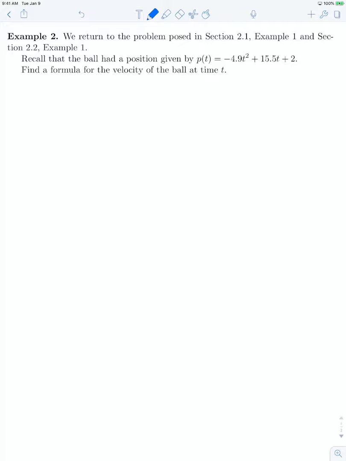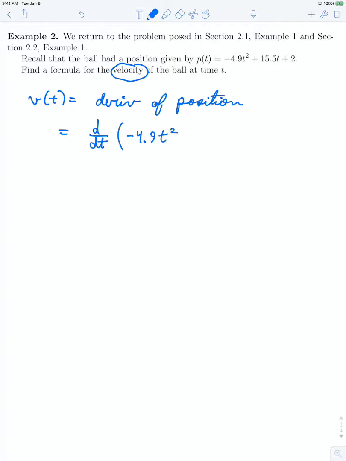Let me start by reminding you that velocity, which is what they've asked us to find, is the derivative of position. This problem didn't use the word derivative, but that really is what it was asking. So velocity v of t equals the derivative of position. We've been given the position formula of negative 4.9 t squared plus 15.5 t plus 2. So really, what we have to do is take the time derivative. I use the Leibniz notation d over dt, which means the derivative with respect to t of negative 4.9 t squared plus 15.5 t plus 2.